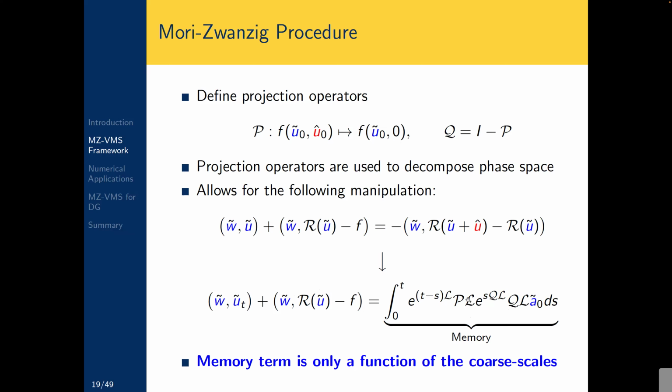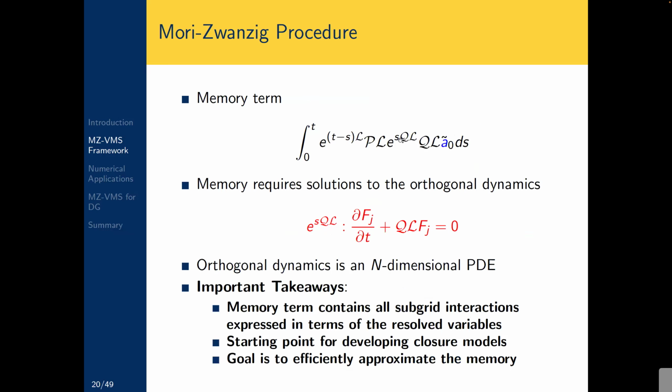Of course, there's a catch to this. To outline that catch, we need to jump into what this memory term looks like, so I'm going to dive through it term by term. The memory term is a convolution integral of e to the t minus SL, an evolution operator, times this projection operator, times the Liouville operator. Then the next operator is really the nasty part of the memory. It's this evolution operator with the dynamics defined by QL, where Q, recall, is the orthogonal projector, or the complement projector of P. And then it acts on this QL A naught.